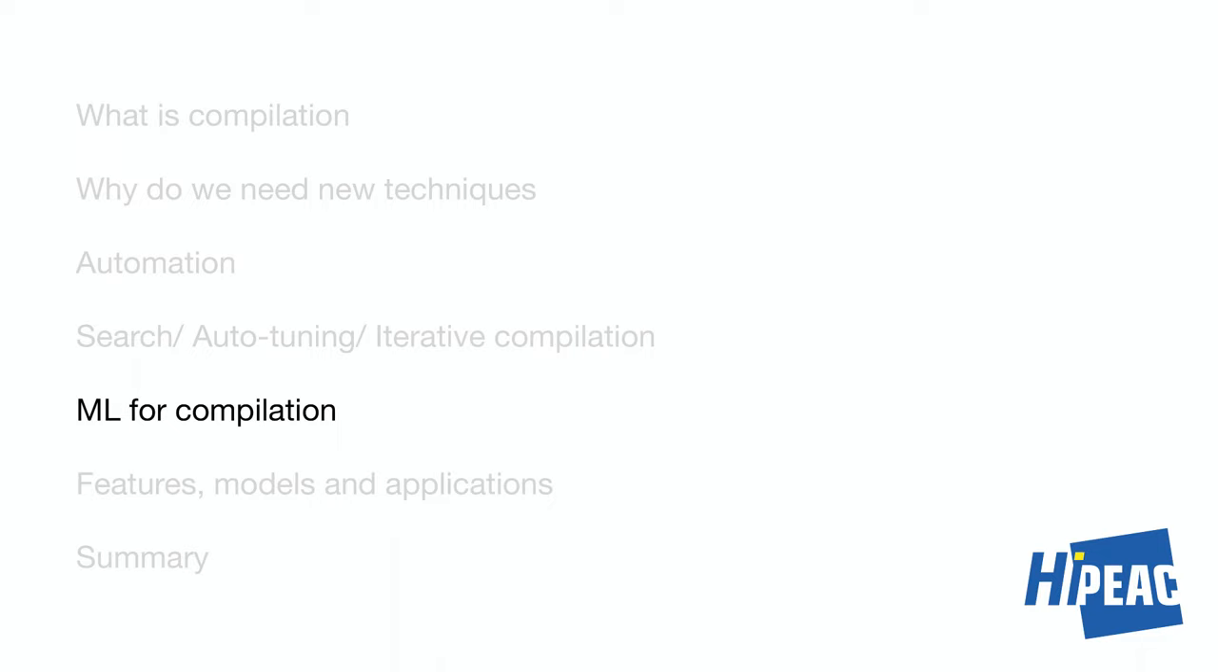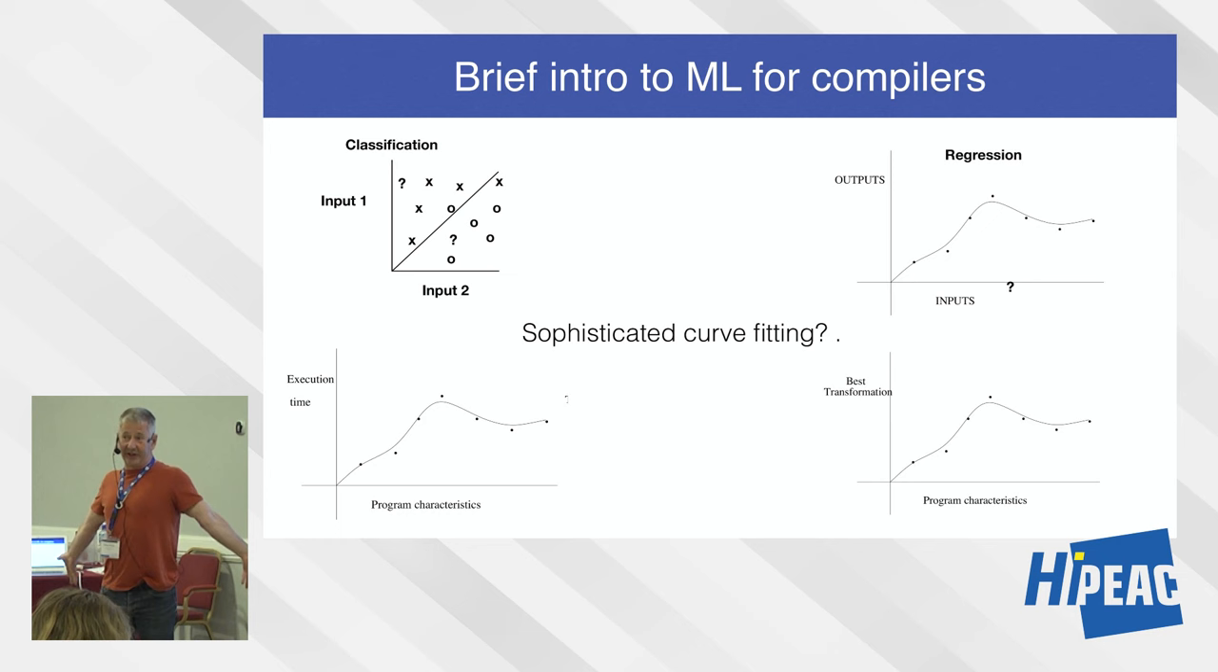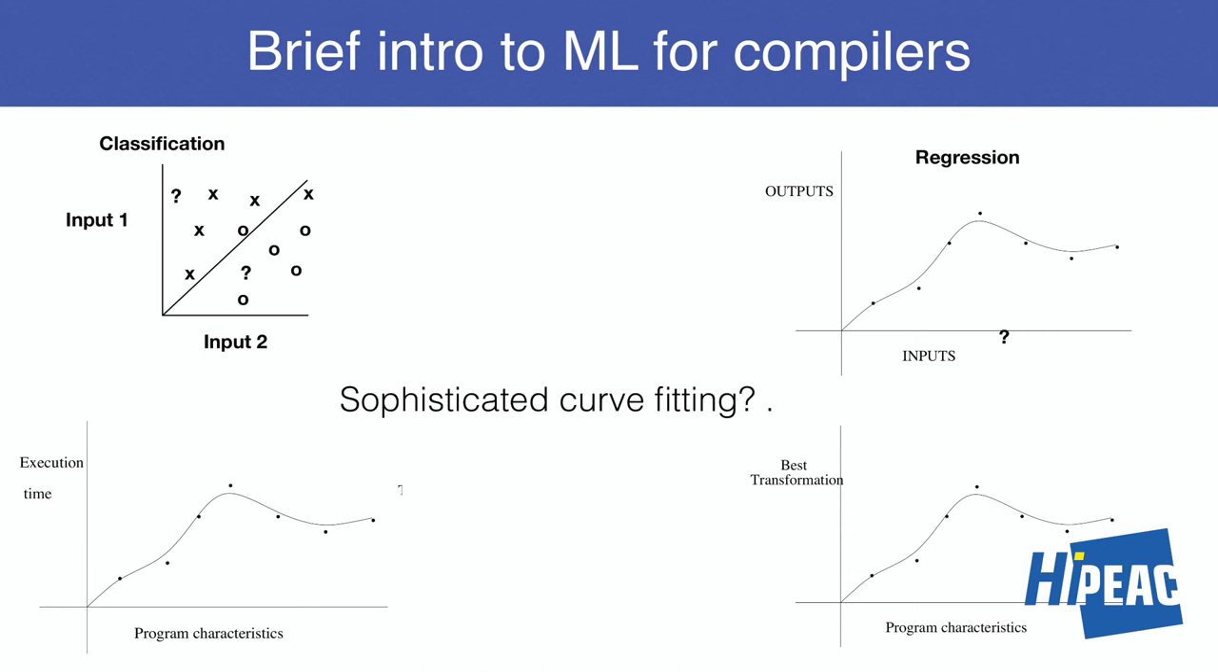So I did compilers in two slides. I'm now going to do machine learning for compilers in one slide. If you remember anything, this is the one to attend to. ML for compilers is really curve fitting, or even straight line fitting. There are two types of problem you need to worry about, classification and regression.